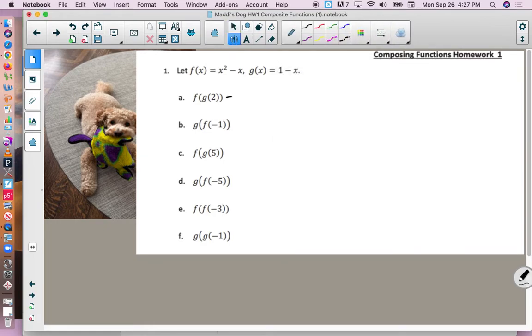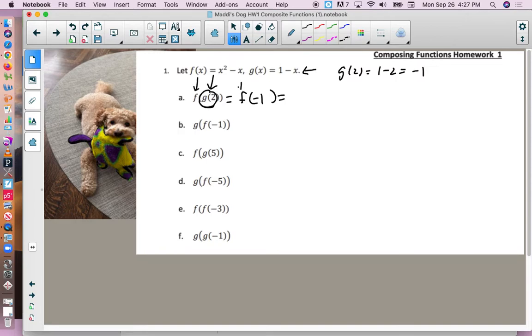Alright, so I'm going to find f of. Now I'm going to go off and find g of 2. So g of 2 is 1 minus 2, which is negative 1. So you did what you were supposed to do. You went and found g of 2, and so you put the answer in here, negative 1. And then you find f of negative 1 to finish it off. So you've got to find the inside before you can do the outside.